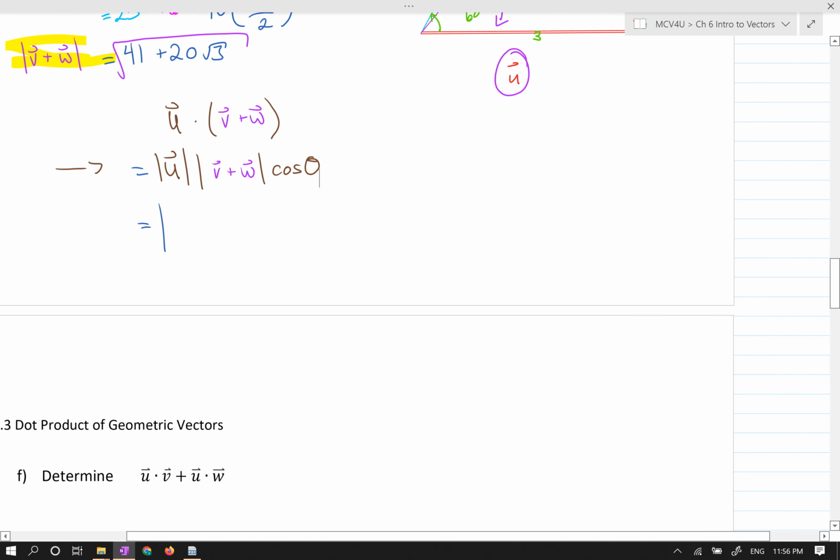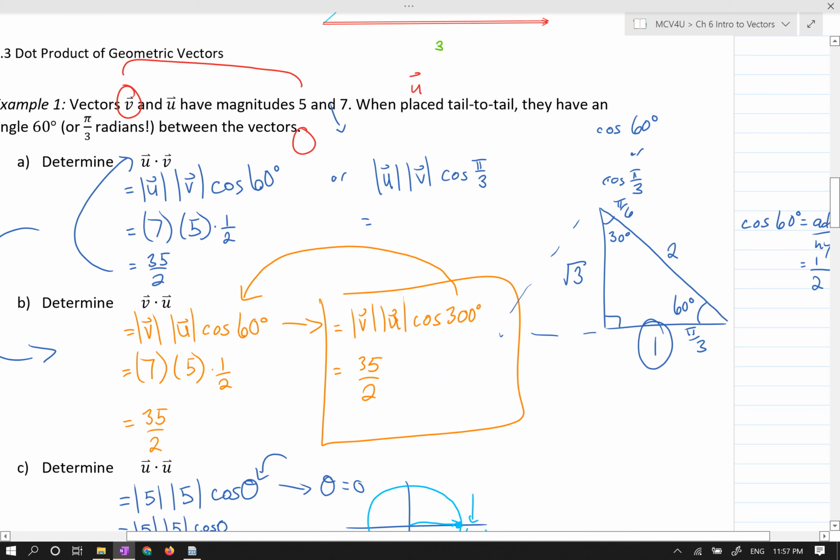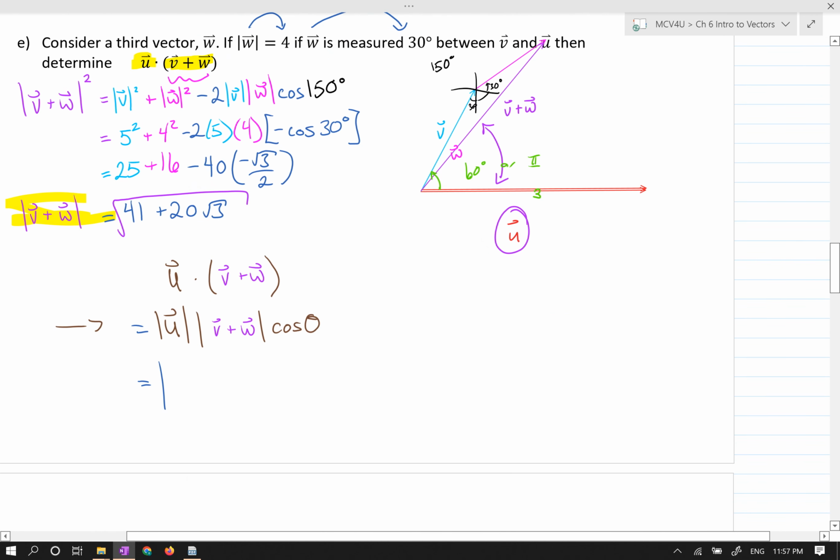But the magnitude of u, we know that we're working with here. Where is it? 7. There we go, 7 units. So we'd be working with the magnitude of 7 plus the square root of 41 plus 20 root 3, all square rooted, times the cosine of this angle theta. Again, we're not going to find that angle theta. Nice try, folks. If you made it here, well done. That's good enough for me.